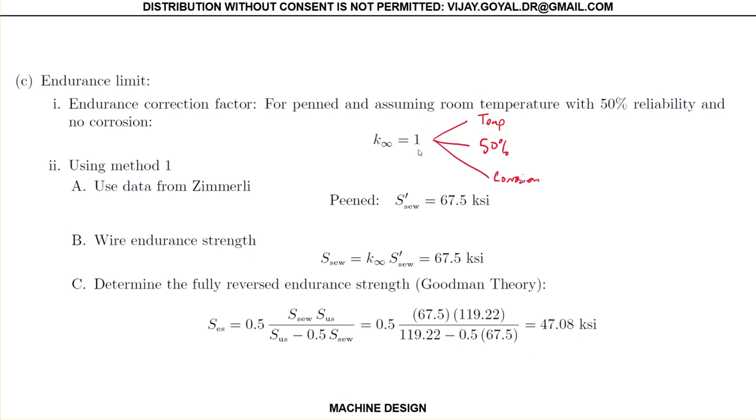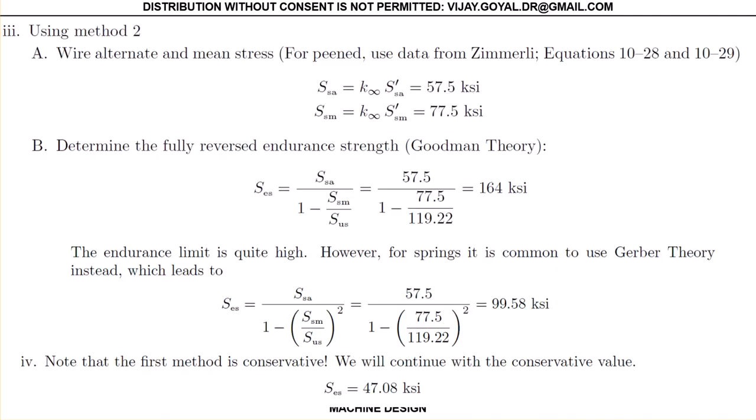But in this case, it's saying to assume there's a room temperature, 50% reliability, no corrosion, so all this is actually equal to 1. Using method number 1, this is the method I like because it's more conservative. And this is the data we get from the table, multiplied by K infinite, which is actually equal to 1. So this is equal to this. And then you just use this equation right here, right? And this is what you actually calculated in your problem at ultimate shear. Okay, you calculated that. So we already calculated that in the previous slides.